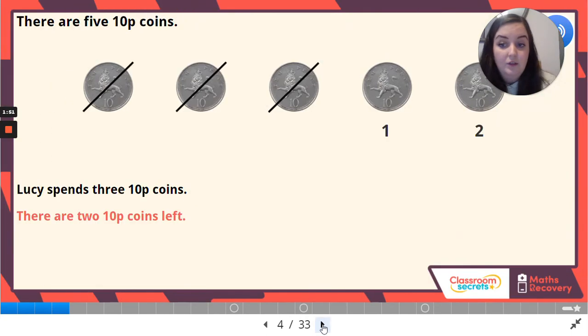Let's have a look. So we've crossed off 3 here, and there are 1 and 2 10p coins left, and we know that 10 and another 10 make 20, so she has 20p left.